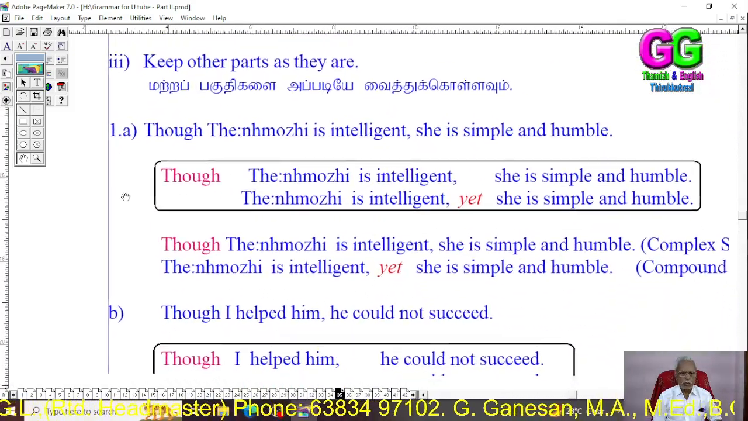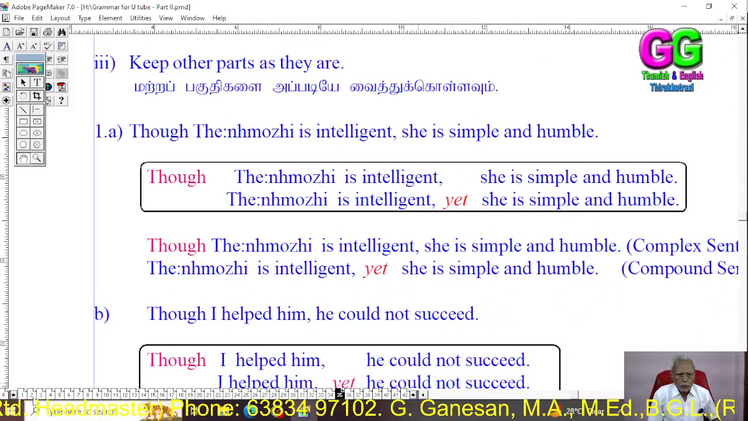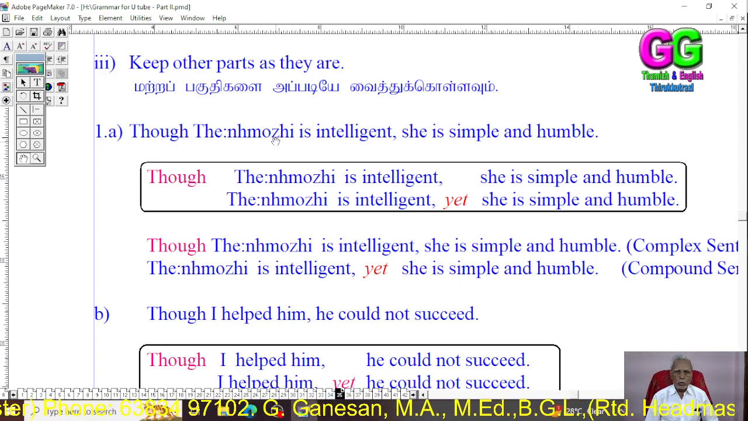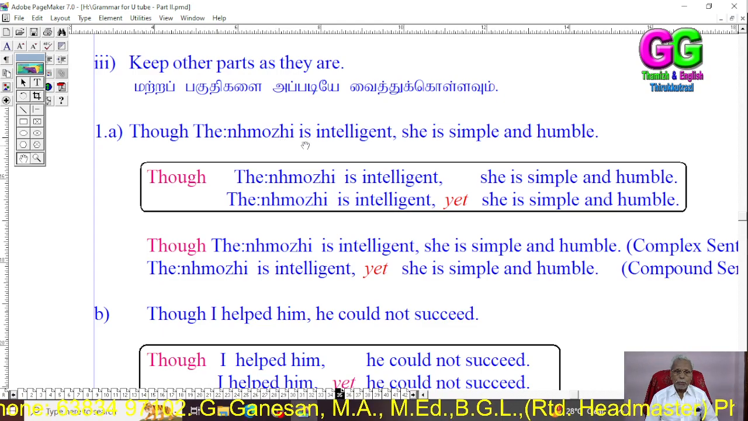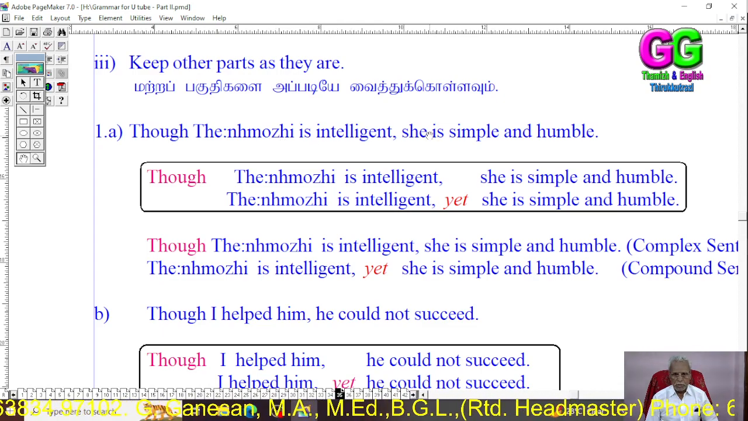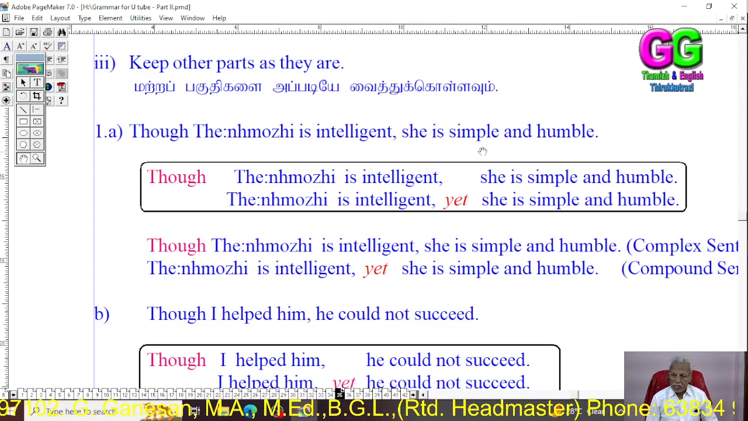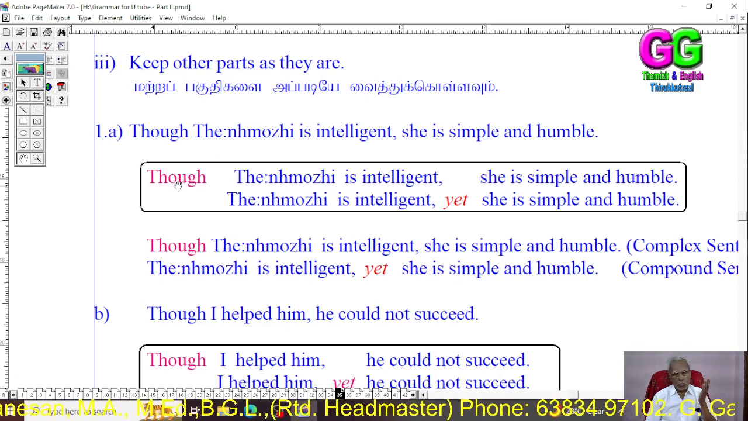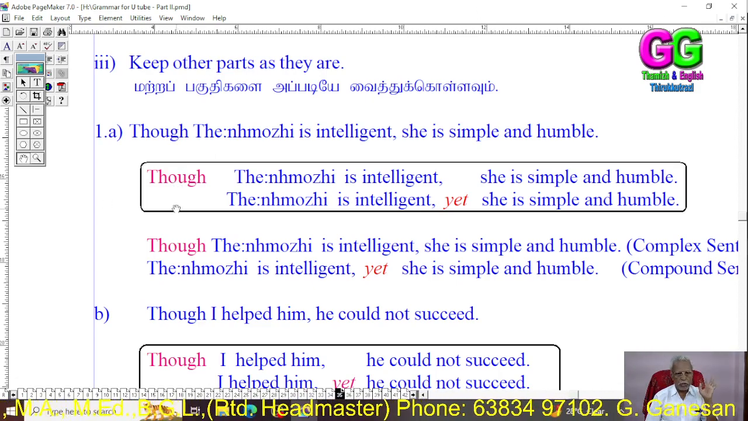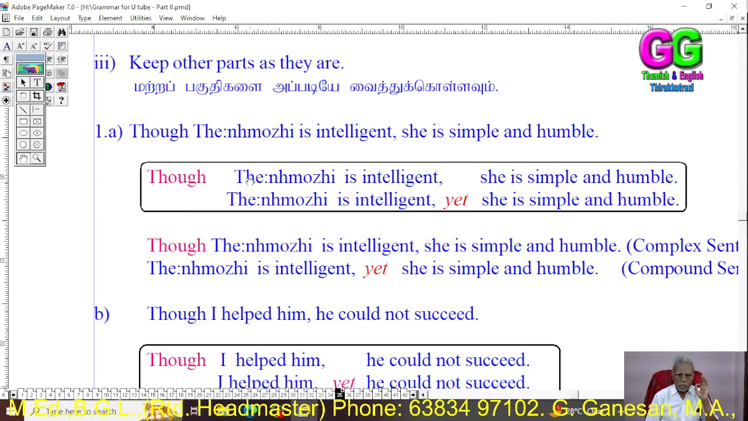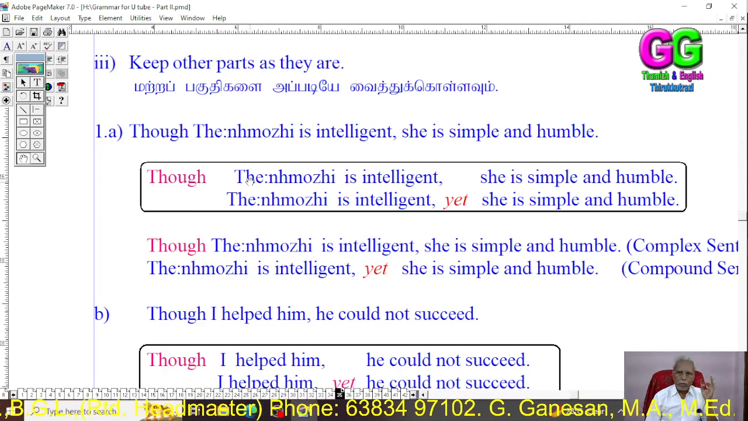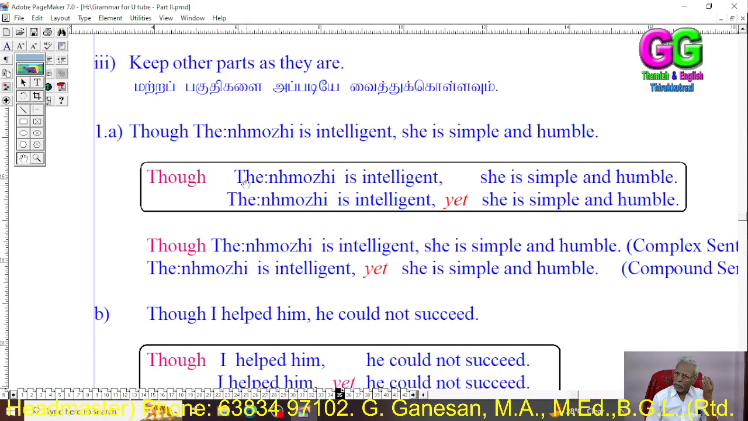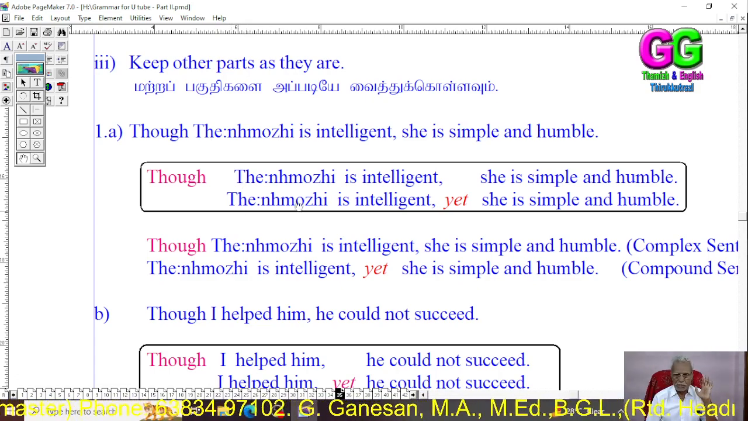Let us see the examples. See, though Tenmozhi is intelligent, she is simple and humble. Here, though is the complex conjunction, we will drop it. Then the subject is Tenmozhi, it is a proper noun. So, as it is a proper noun, the first letter is already capital. So, we are keeping it as it is.